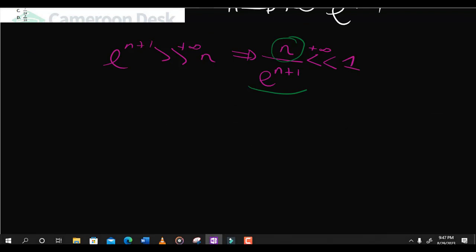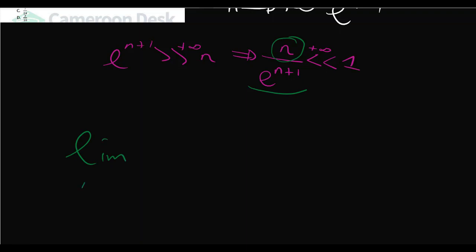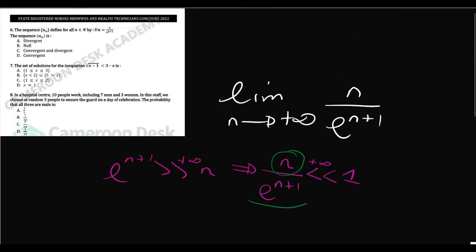And so we can conclude that the limit as n approaches positive infinity of n divided by e raised to the power n plus 1 is equal to 0, and this is also equal to the limit of u_n as n approaches positive infinity. So definitely we see that the limit converges to 0. Since the limit is finite, the correct option is D. The sequence is a convergent sequence. So that's the correct option.